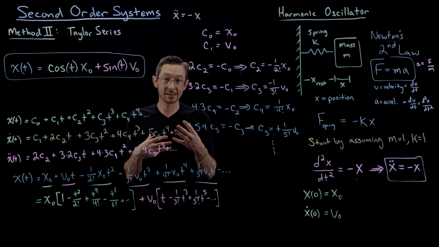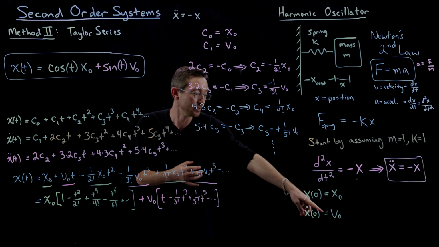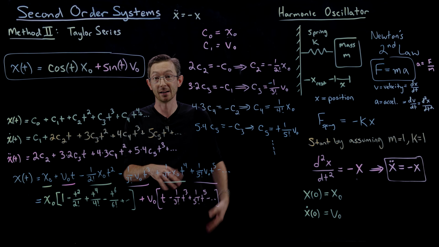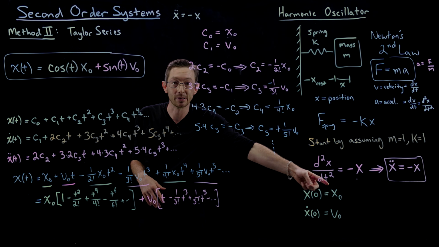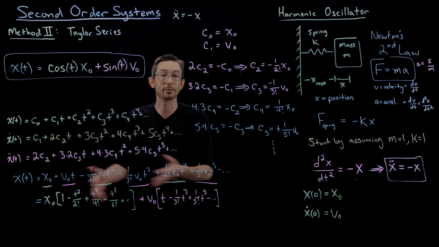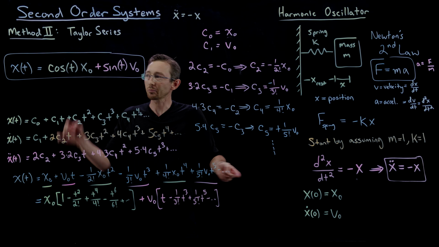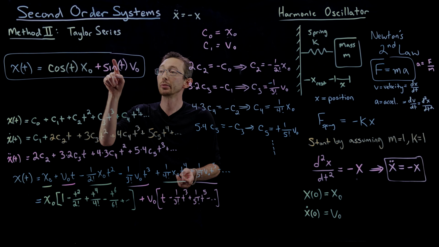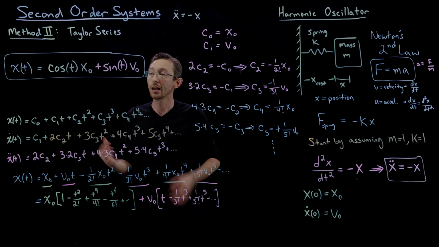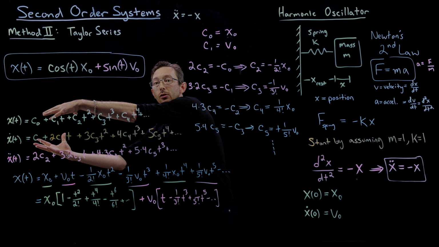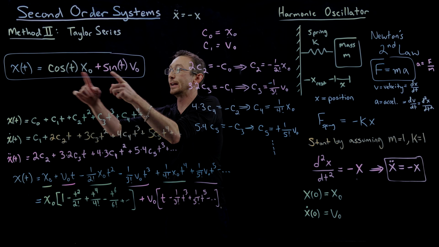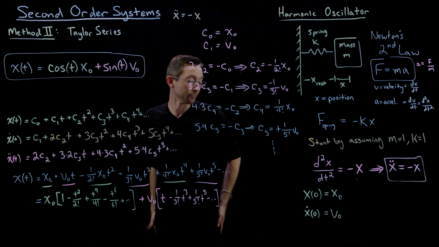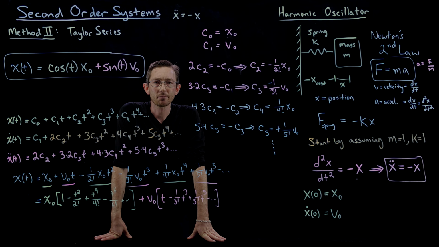Remember when I guessed, I had to use the simple case where there was zero initial velocity, or else I might have messed up my guess. When you do the Taylor series, you can have your initial position and initial velocity, and it just kind of pops out that you get cosine times the initial position plus sine times the initial velocity. So these are kind of out of phase. If I start with some initial position and an initial velocity, this is my generic solution. Good. That was method 2.